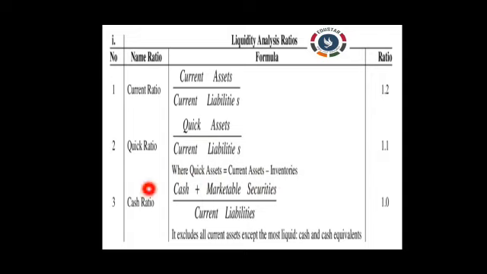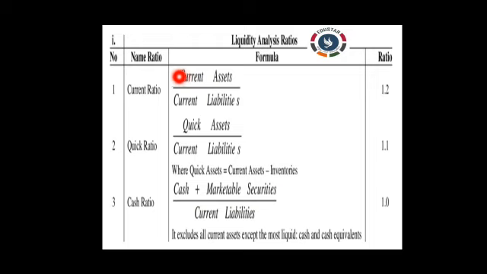And then the cash ratio. For your knowledge, I have given this cash ratio: cash plus marketable securities divided by current liabilities. Cash in the sense of cash in hand and cash at bank. Marketable securities means shares which are easily converted into cash. If he wants to convert shares into cash, he can easily sell them in the market, the stock exchange, and earn money, divided by current liabilities.